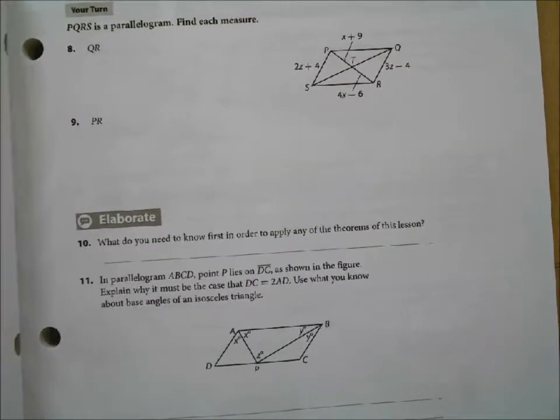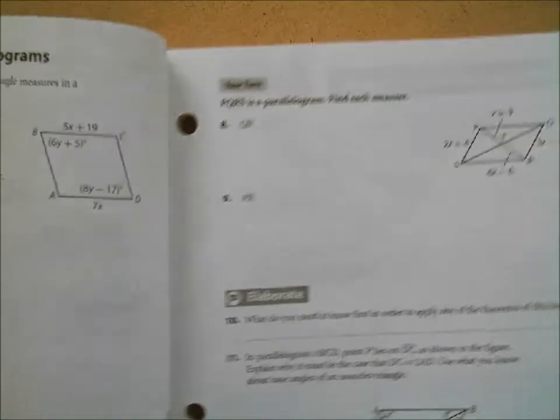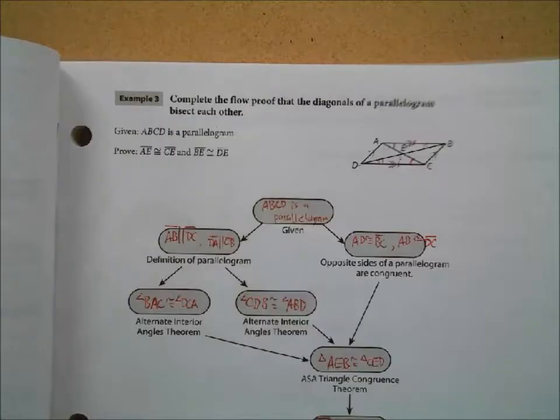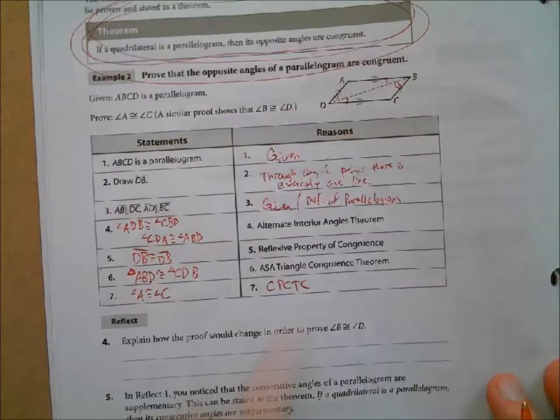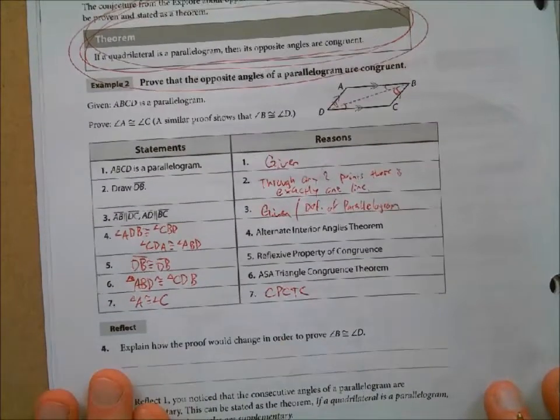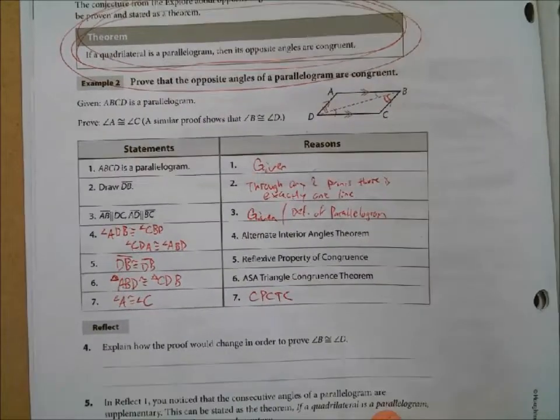All right. Questions on any of that? Ms. Avery. I had a question on the example 2 one. Oh, okay. In order to prove angle B and angle D congruent, could we also use the same diagonal and use the angle addition thing?